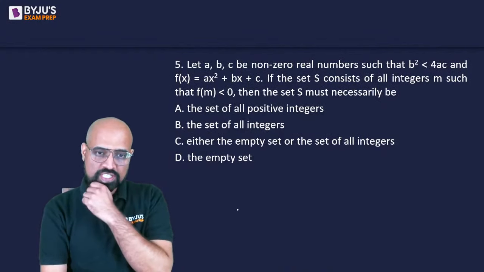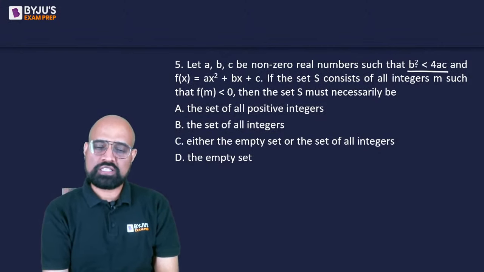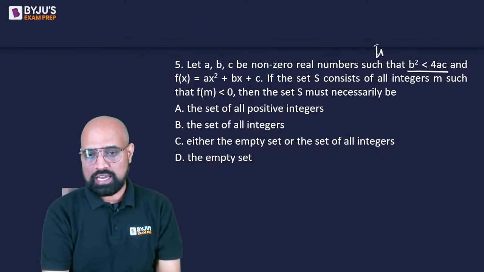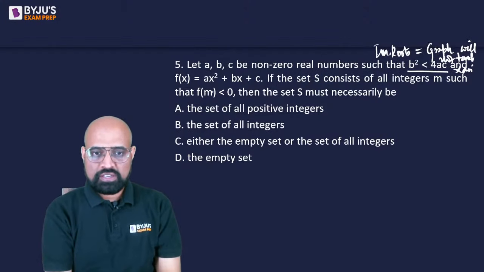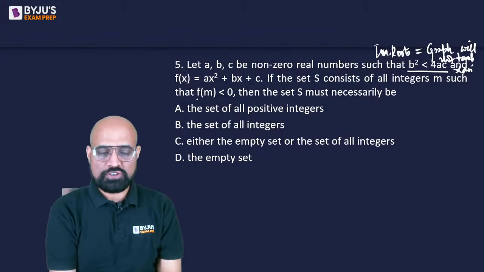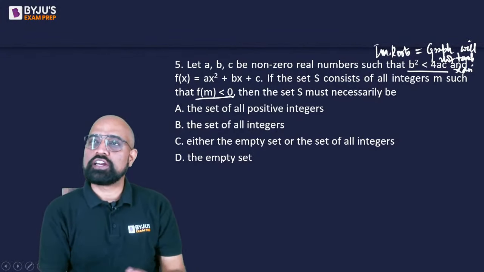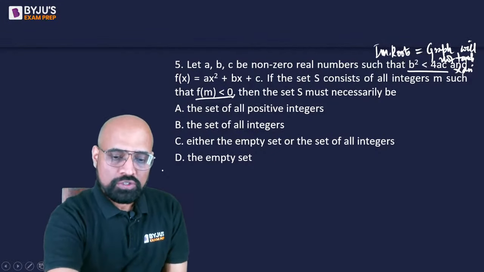Okay, next question is, let A, B, C be non-zero real numbers such that B square is less than 4AC. The moment I see B square is less than 4AC, it means two things. I'll have imaginary roots, and graphically it means that the graph will not touch the x-axis, right? Okay. If the set S consists of all integers m such that f of m is less than 0, f of m is less than 0 means the graph is always going to lie below. The height is always going to be negative.